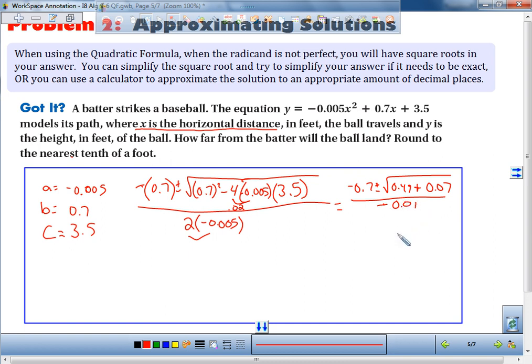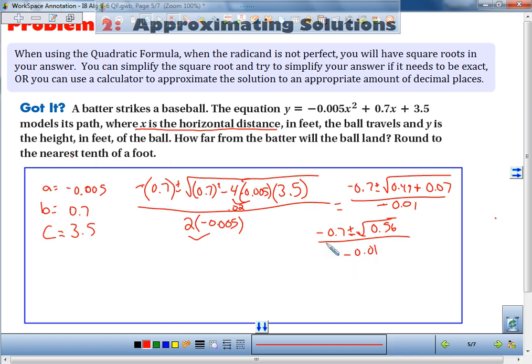Okay? Then I can add 0.49 and 0.07 together to get 0.56. So I have negative 0.7 plus or minus the square root of 0.56, divided by negative 0.01.